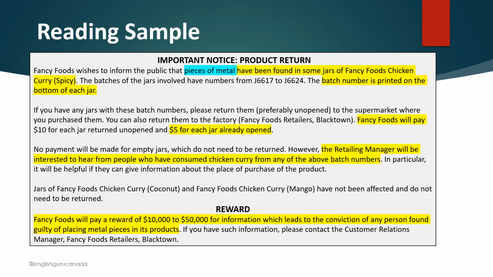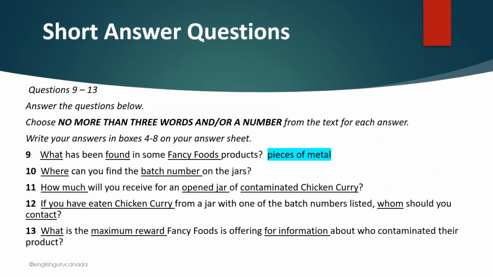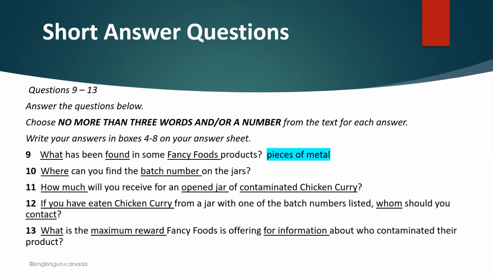Looking at my first sentence that I have highlighted over here, it says pieces of metal have been found in some jars of fancy foods chicken curry spicy. So I have my signpost word found and fancy foods, there's a name of a product. So pieces of metal, and these are three words, would be my answer to the first question. So I write pieces of metal in front of question 9 because that's what the answer is.